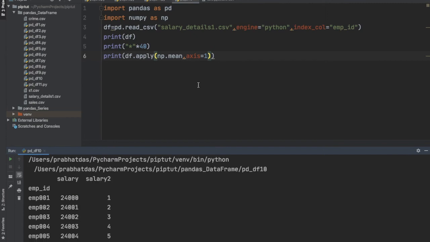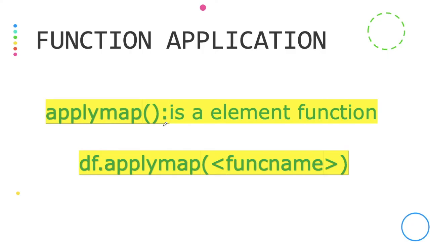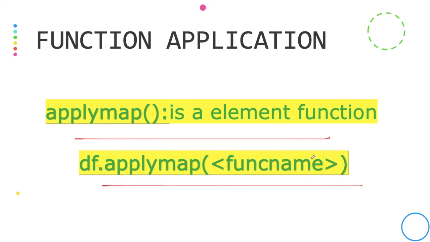Now let us try to understand the applymap function. The applymap function is an element function. So what does it mean? Element functions are those functions which get applied on each and every single element of a data frame. So this function will be applied on each and every individual element of a data frame. It takes a single parameter, that is the function name. Now let us try to understand this with an example.